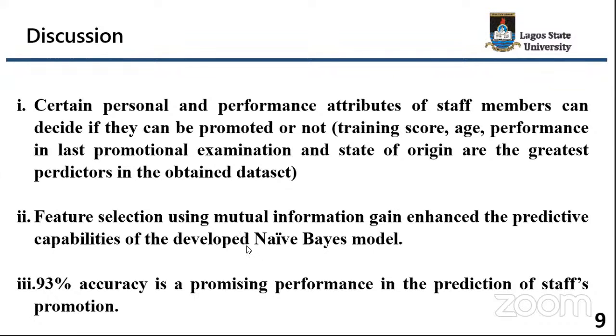Feature selection using mutual information gain enhanced the predictive capability of the developed naive Bayes model. And we also discovered that 93% accuracy is a promising performance in the prediction of staff promotion. So what we are doing in essence is that we are collecting the data of staff who have been promoted or not promoted over a couple of years, and we are using that to build a model such that by the time a new staff comes into the system, it can tell the staff if he or she is promotable or not. So what do we find out?